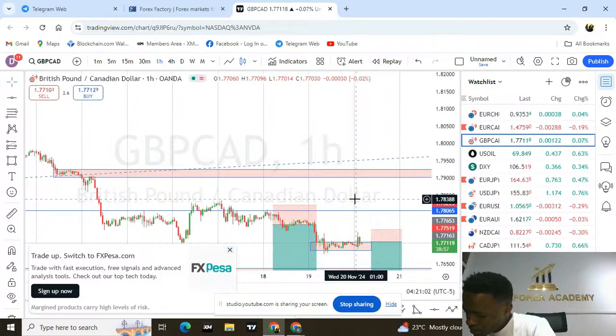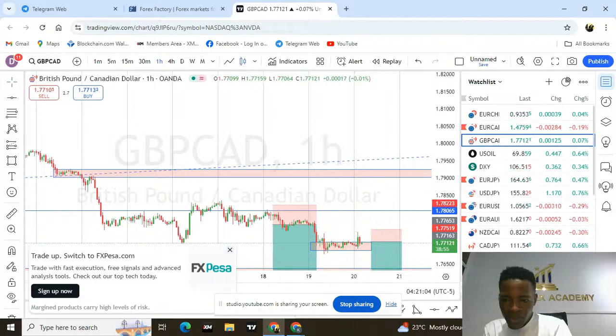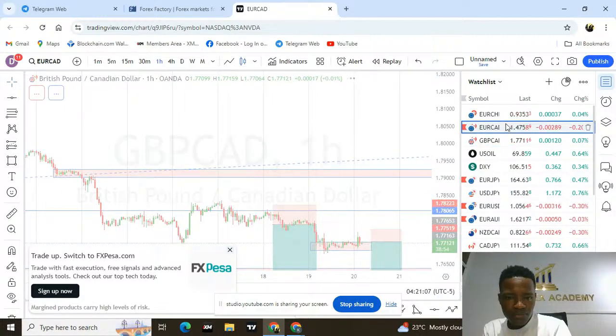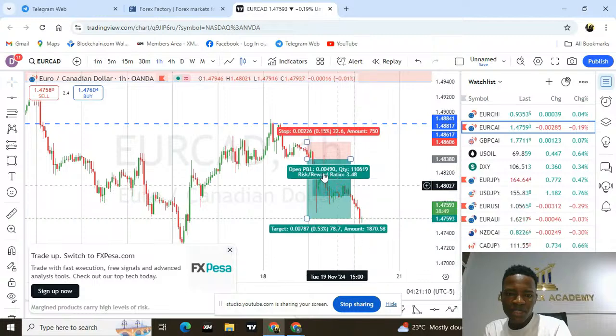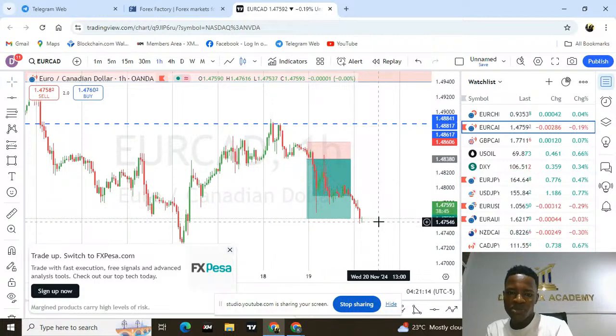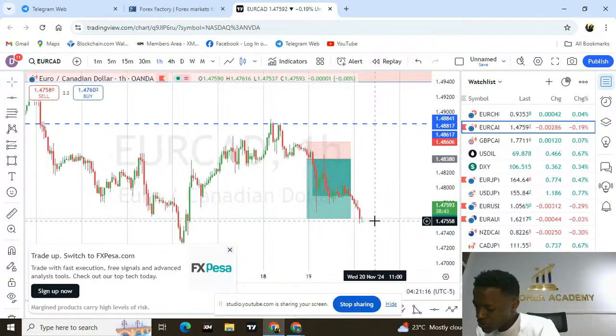Was there a re-entry on EURCAD? No, we didn't have a re-entry on EURCAD today because the market hit our TP on EURCAD today, so we didn't have a re-entry.